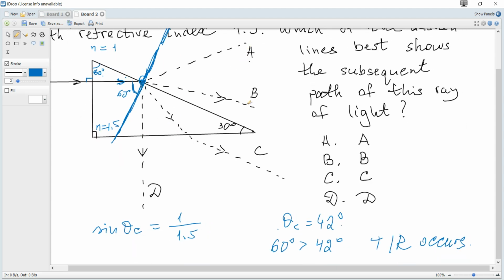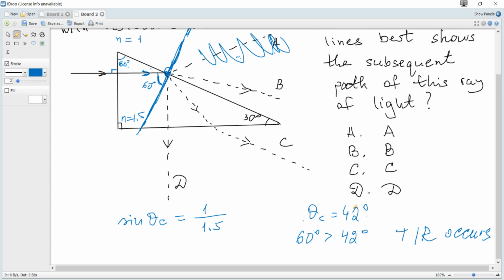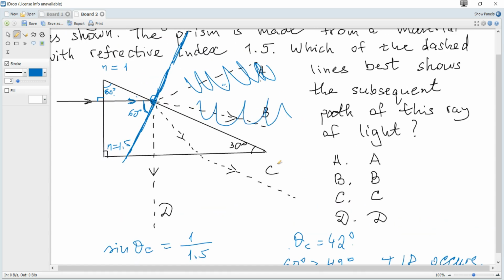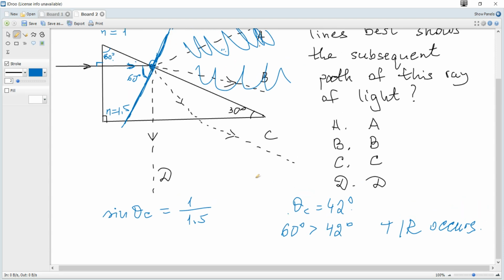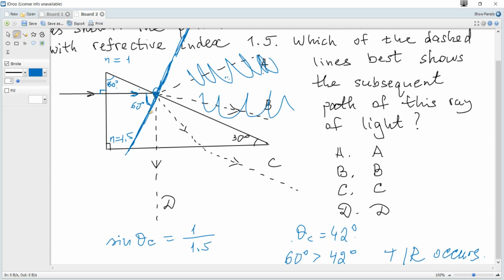So it cannot be A, cannot be B. If the angle were, for example, 30 degrees, we remember that here the refractive index is smaller, so the ray should be further away from the normal, so A cannot be at all. If the angle were less than 42, it would be B, but here the angle of incidence is greater than 42, so total internal reflection occurs. And we remember that the reflected angle is equal to the angle of incidence.